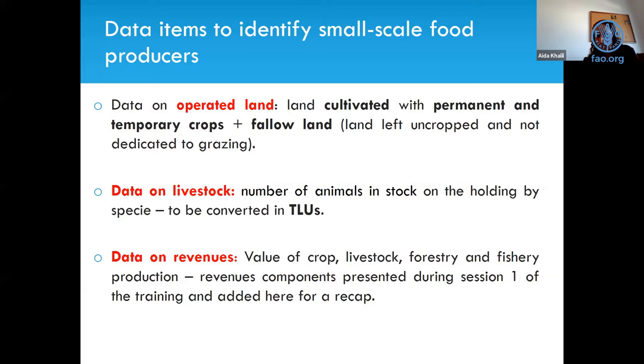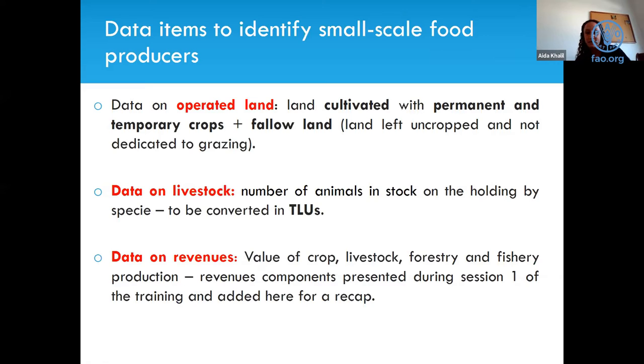So as we saw during the first two days, the data items that we need are needed to identify smallholders and compute the two indicators. To identify smallholders, you need the data item on the operated land that, as we saw, is given by the sum of cultivated land with permanent crops, cultivated land with temporary crops, and fallow land. It excludes all the other types of agricultural land, such as the land for buildings and the forest land. These are excluded from the computation. Then for livestock, you need the number of animals in stock and conversion factors to get the TLUs. For the data on revenues, you need the data to compute the value of crop production, livestock production, and forestry and fishery production.